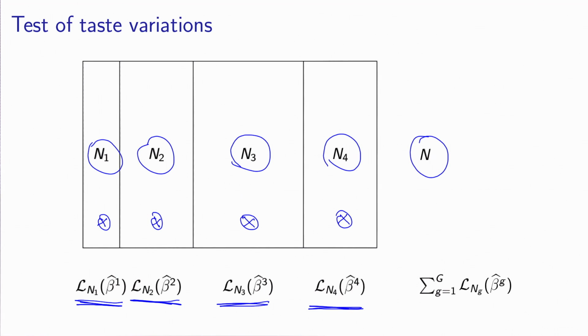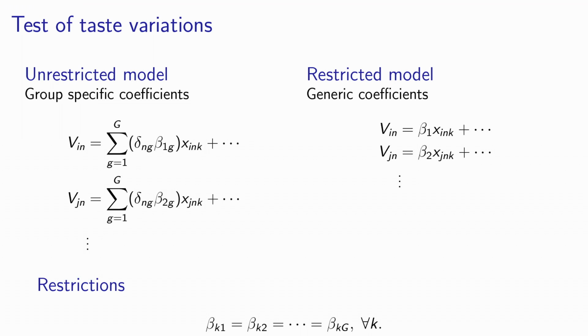Now, when you put all these together, the final log likelihood of these models, where a different set of parameters is associated with each group, is simply the sum over all the log likelihoods that you have calculated in each group. So this is the unrestricted model. Now, the restricted model is a model with generic coefficients, where there is no segmentation, where the same model is applied to the entire sample, and there is only one set of parameters. So in this case, the restriction is that these parameters are equal across groups. That's the restricted model.